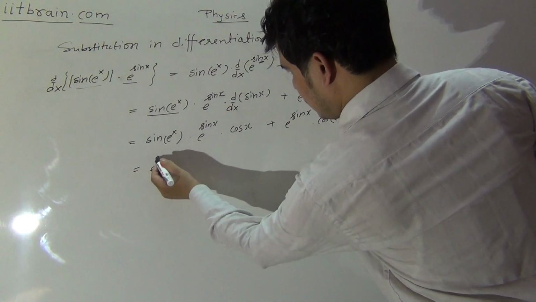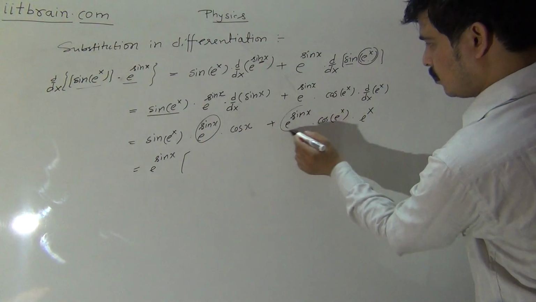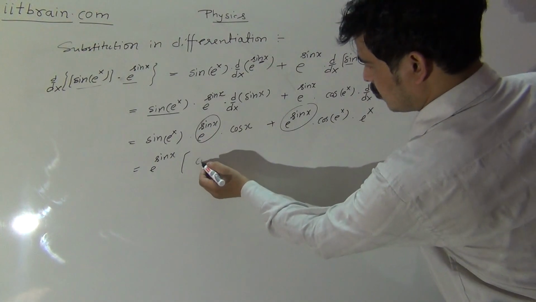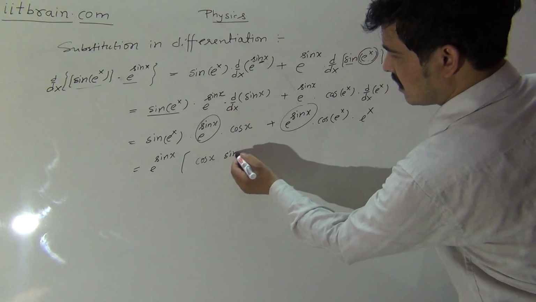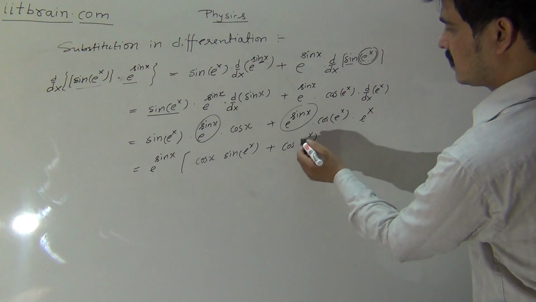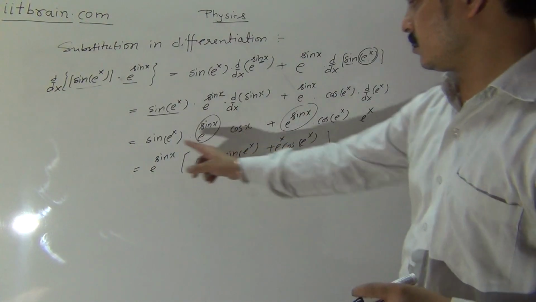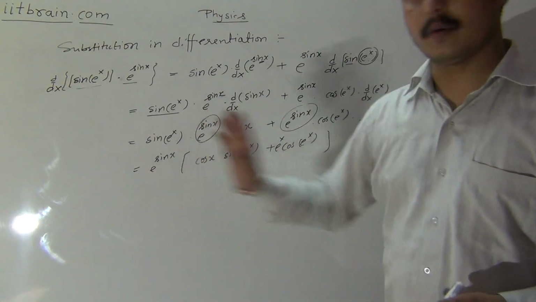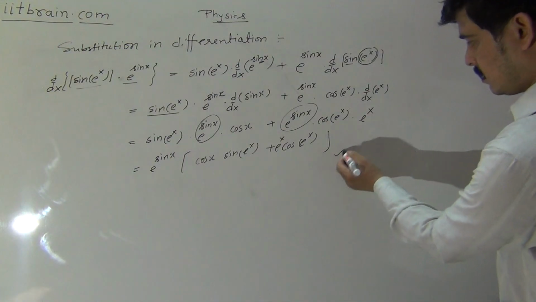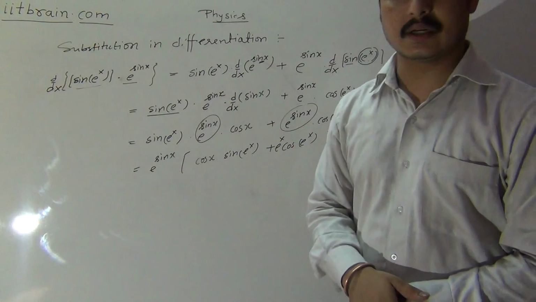Solve it up to its simplest form. e to the power sin x is common in both, so the final answer will be cos x sin e to the power x plus cos e to the power x into e to the power x. These two functions, and this part is common. So this is the use of differentiation in the substitution category.